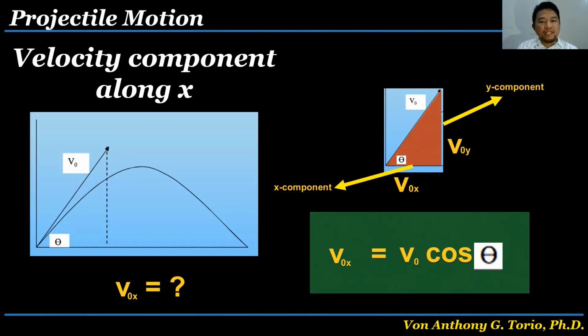Notice that in the initial presentation, in the previous figure that I've shown you, the x component of the initial velocity, v naught x, is consistent throughout the path of the projectile. That is, whatever v naught x we are able to calculate, that would be the component of the velocity along x throughout the path of the projectile.